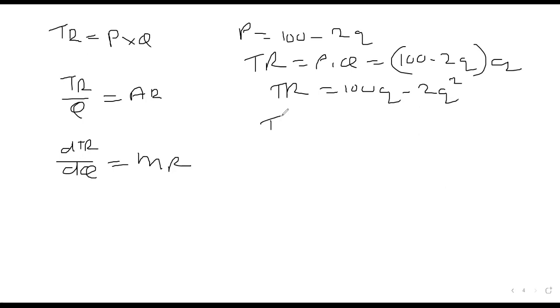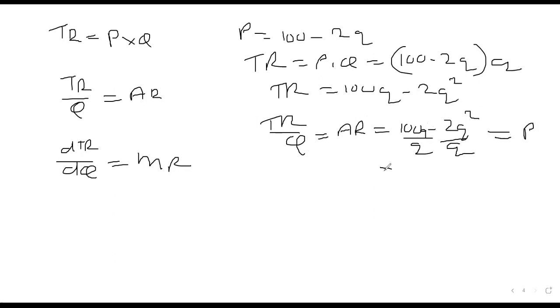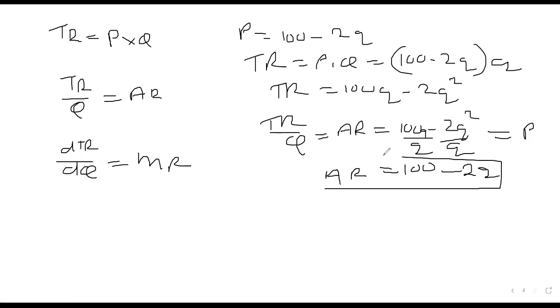When we divide this total revenue by quantity, the name changes to average revenue. So what we do is we divide the quantity throughout so that we avoid mathematical errors. The answer must be the same as the price that we had. 100Q divided by Q is 100. 2Q squared divided by Q is simply 2Q. So this is called our average revenue. If you check it, it is the same as the price that we had initially. So our average revenue in a perfectly competitive market is the same as the price.